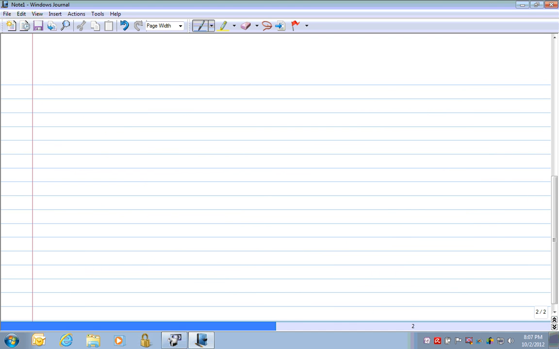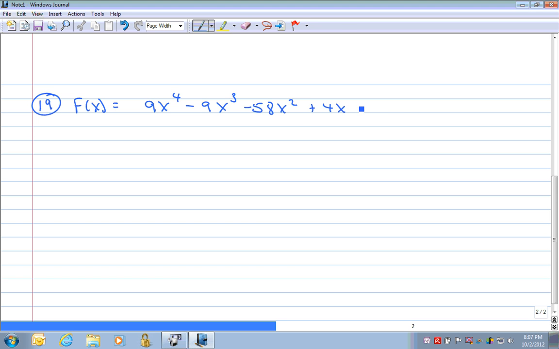The next problem we're going to work is problem number 19. Problem number 19 is f of x equals 9x to the fourth minus 9x cubed minus 58x squared plus 4x plus 24. Oh wow, that's big. All right. Are they all divisible by 9? No, unfortunately 4 is not. Neither is 24, so we can't do that.